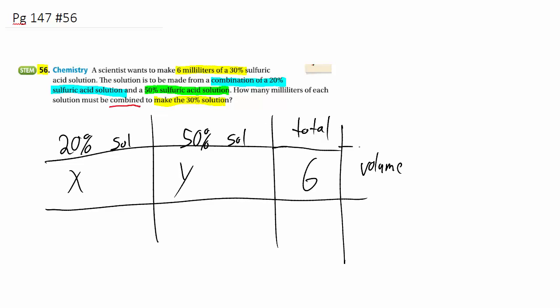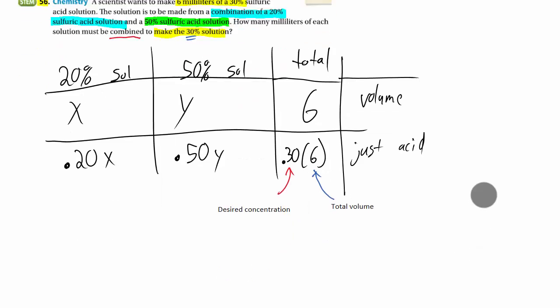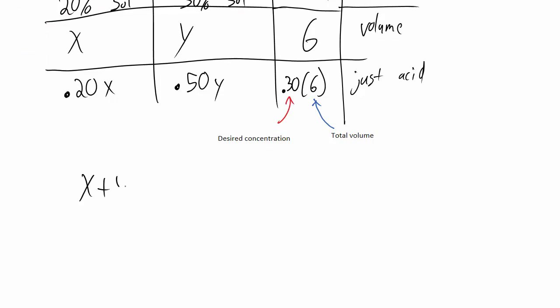Now, together, however much of the 20% solution you add to the 50% solution is going to come out to 6 milliliters. So the total amount of acid that you have is 20%, or 0.20 times the X, plus 0.50 times the Y. Now look here, the total amount is your desired concentration times your total volume. So 0.3 times 6. I can do a quick calculation on that and figure out that comes out to 1.8.